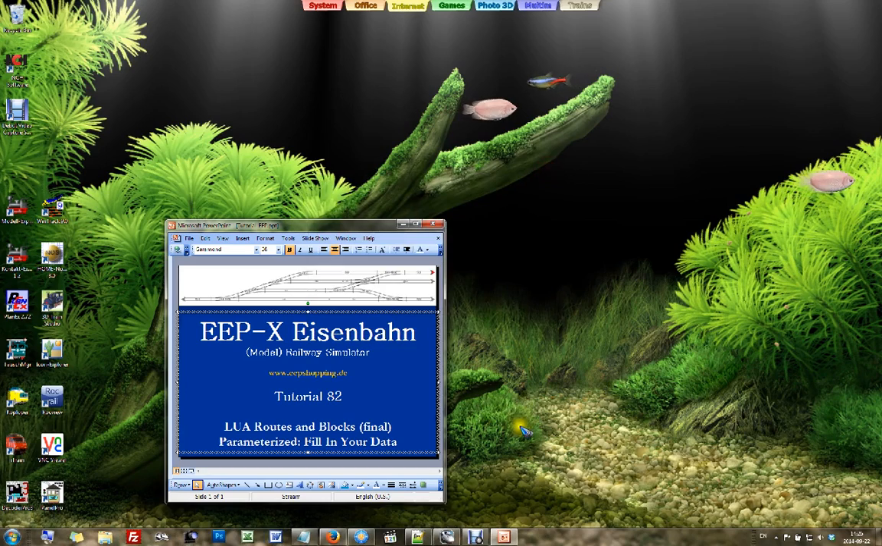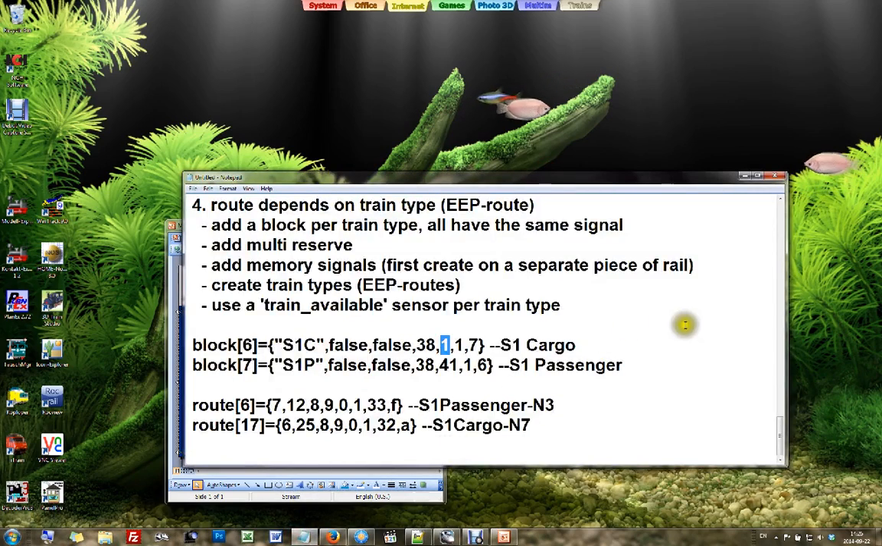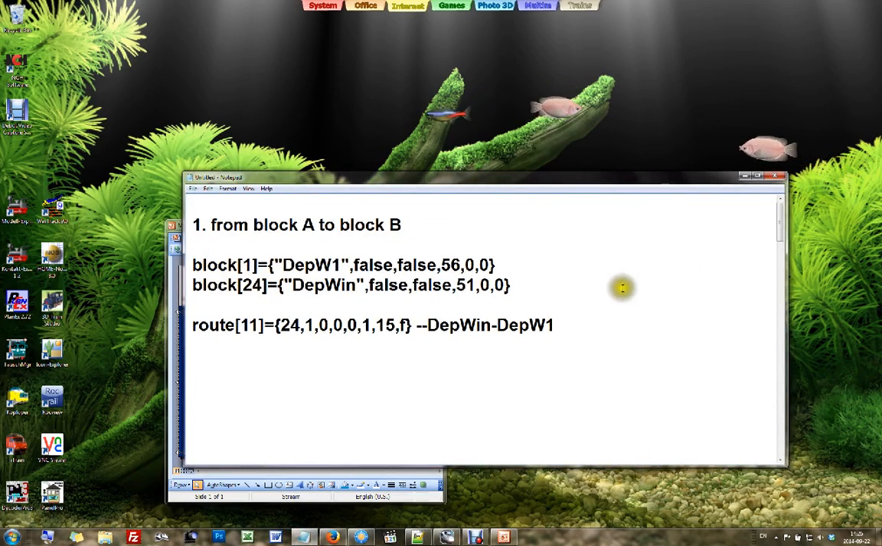I'm going to try to explain everything that I used now in the software. Of course, you can download the software as usual, and then you do not have to change any letter of code. The only thing that you need to do is define your own blocks and routes. Let's have a look at the simplest of the situations. You have a block A and a block B, and you want a route from block A to block B.